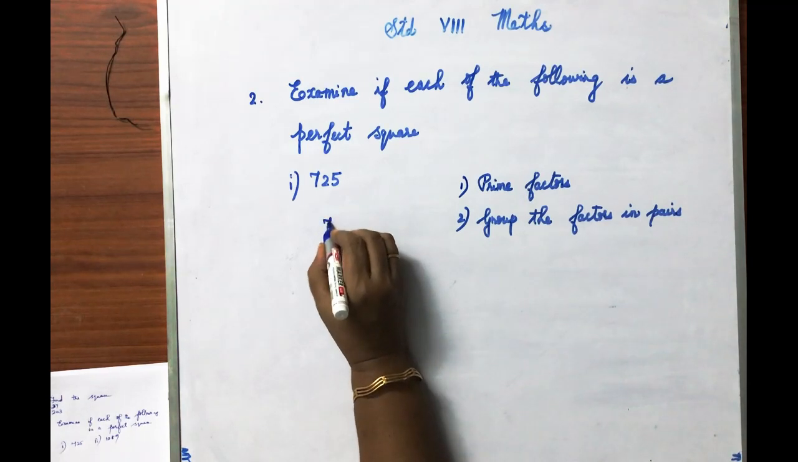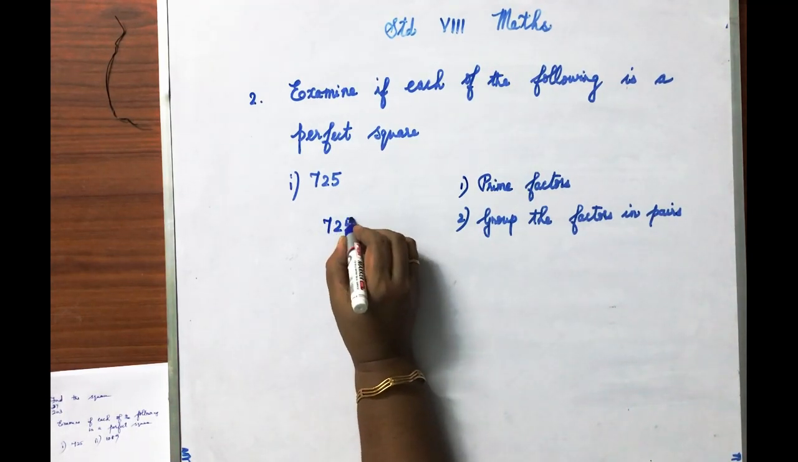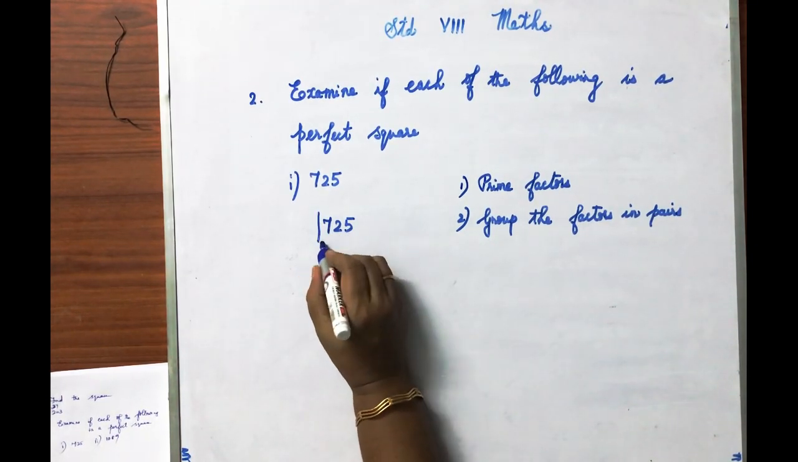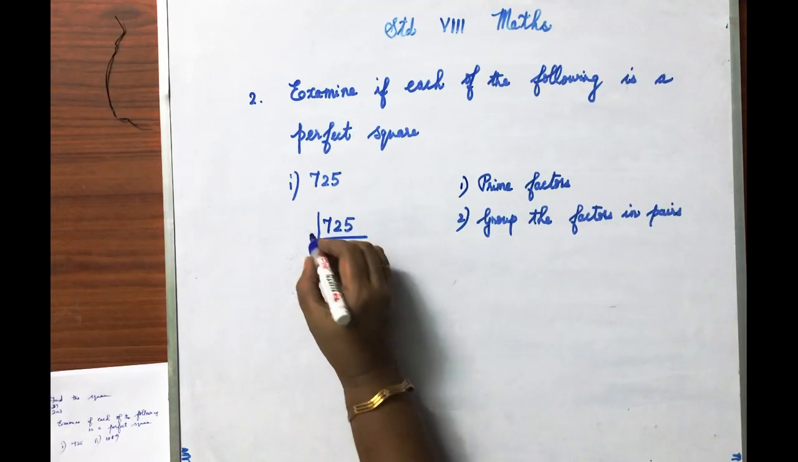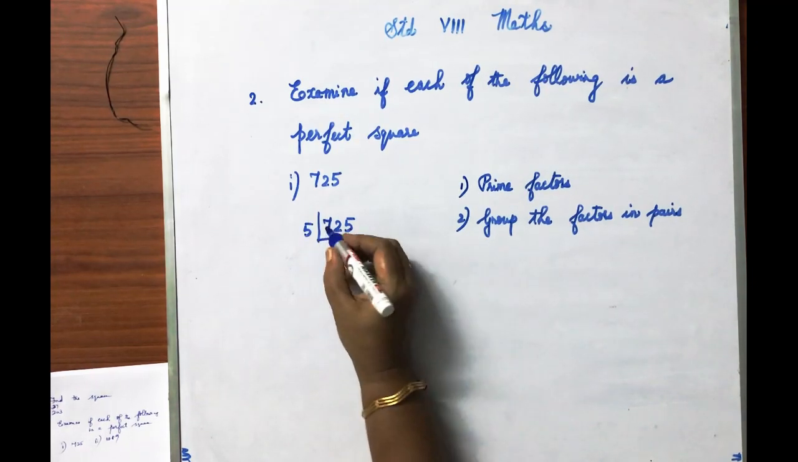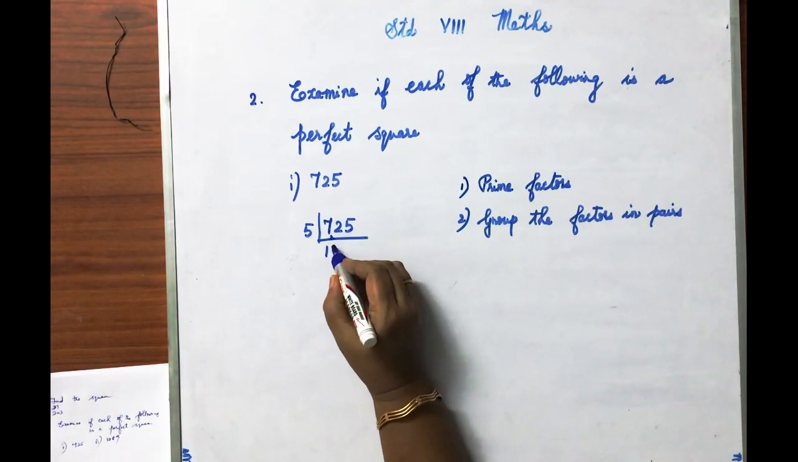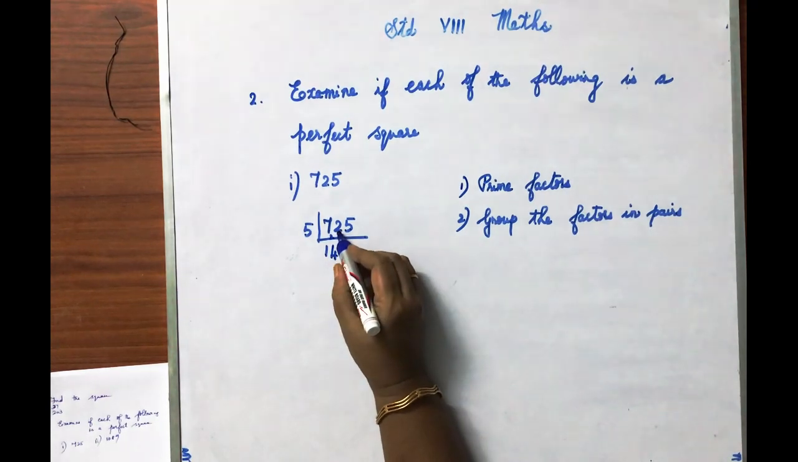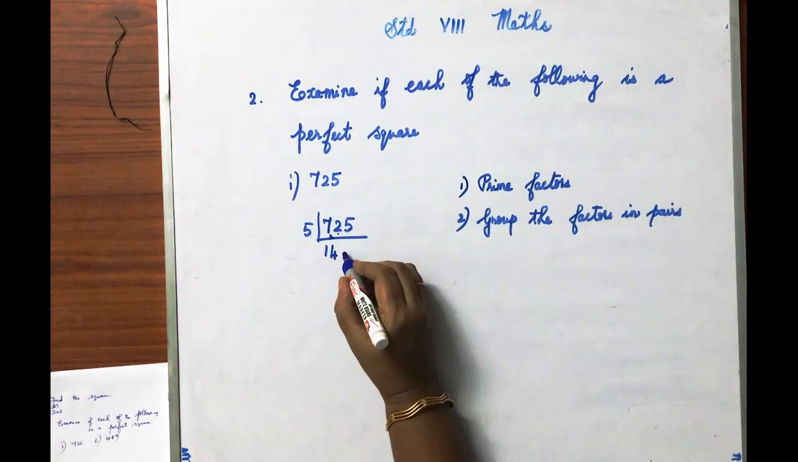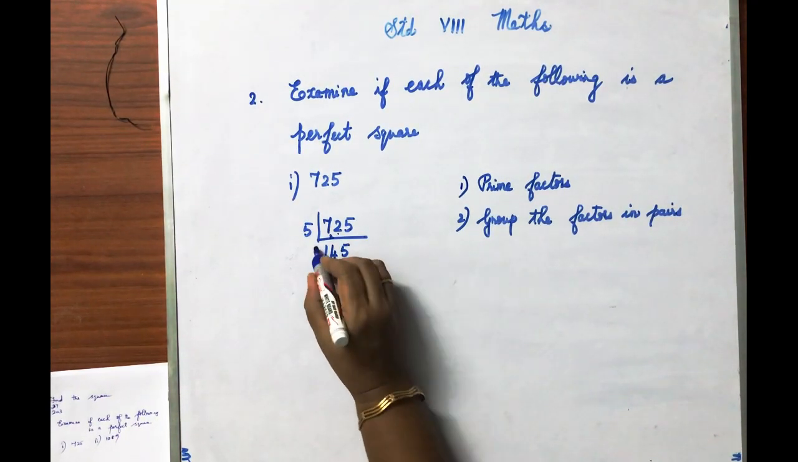So now we will find out the prime factors of this number. Last digit in the 1's place is 5. So we can divide by 5 table. 1 5 is 5. Balance 2. So 22. 4 5s are 20. Balance again 2. 25. So 5 5s are 25.